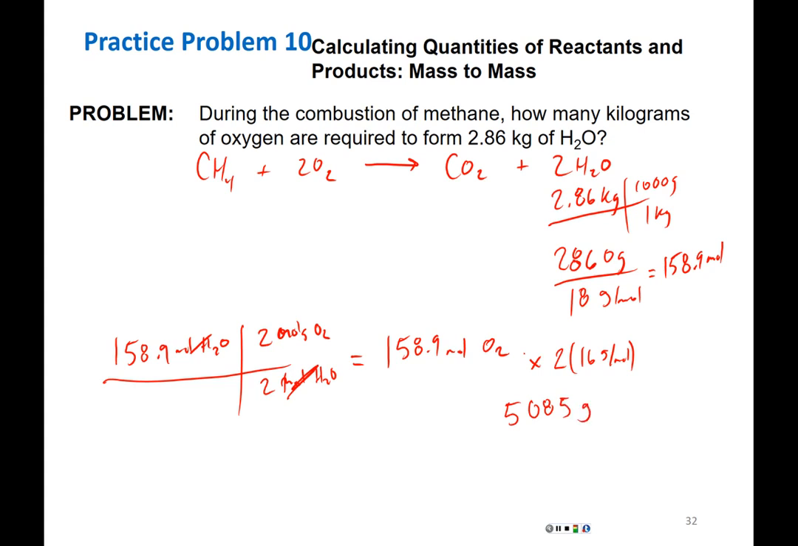Question's asking for kilograms, so we convert that to kilograms. That'd be 1 kilogram is 1,000 grams, so dividing by 1,000. So basically 5.09 kilograms of oxygen would be required to produce 2.86 kilograms of H2O.